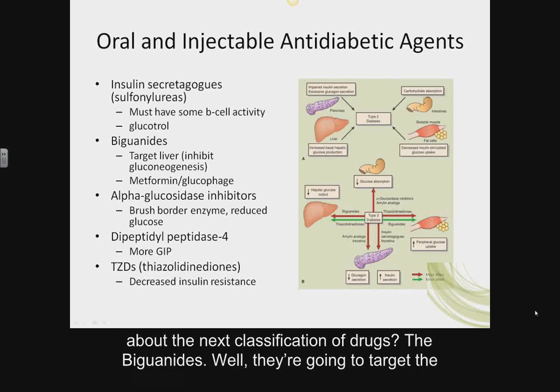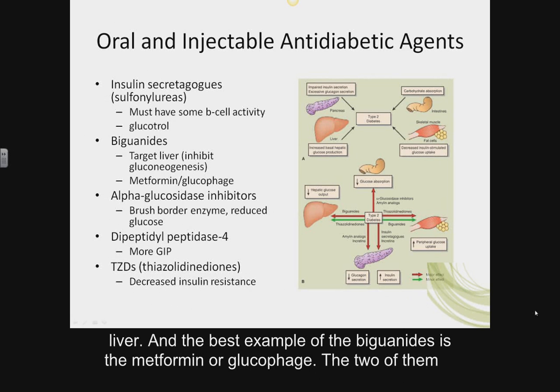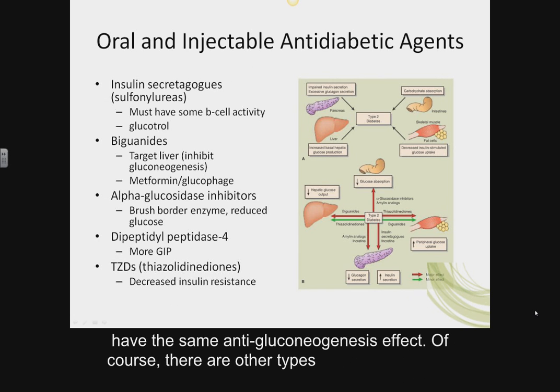Now what about the next classification of drugs, the biguanides? Well, they're going to target the liver directly, and they're going to inhibit the gluconeogenesis aspect of the liver. The best example of the biguanides is metformin or Glucophage. The two of them have the same anti-gluconeogenesis effect.